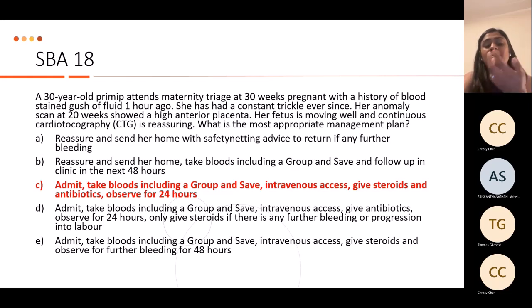So what you do really is you suspect that this is a preterm premature rupture of membranes, or PPROM. In this case, you'd want to admit this lady, take bloods, ensure there's IV access, give steroids because she's only 30 weeks pregnant, as well as antibiotics, and you'd observe for the next 24 hours, because a certain proportion of people will go and start laboring, so start contracting. But some people won't and may continue to carry on the pregnancy till later gestations. But you'd want to give steroids and antibiotics quite quickly and early on in case the delivery does become imminent, to provide the fetus with the best opportunity at survival.